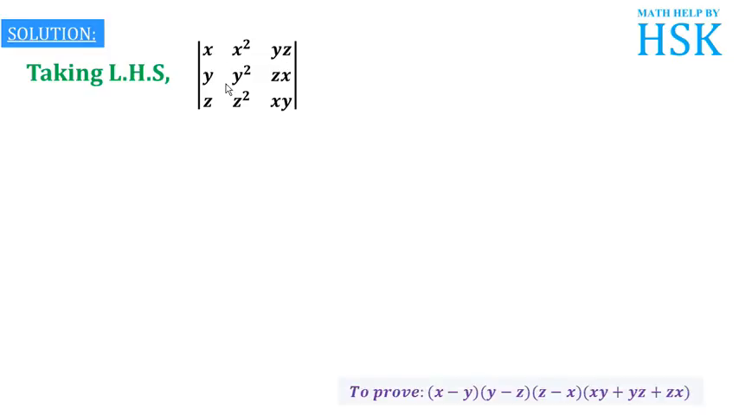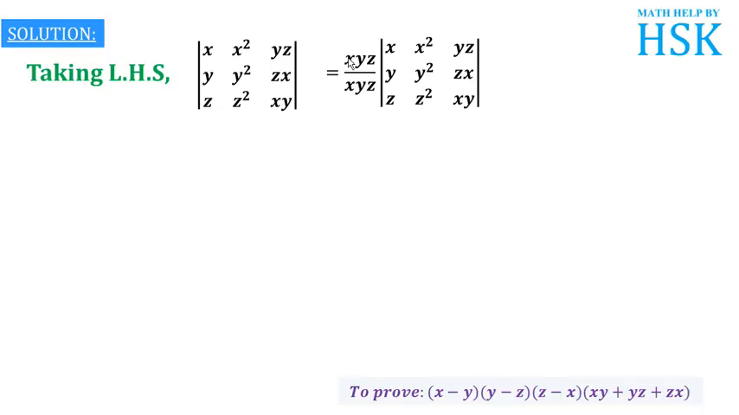The left hand side is the determinant with rows x square, yz; y square, zx; and z square, xy. To make this determinant into a very simple form, I apply a little trick. First of all, I'm going to multiply and divide this determinant by xyz. So in all I've done nothing. Multiplying and dividing a determinant by the same thing means that its value is not going to change.